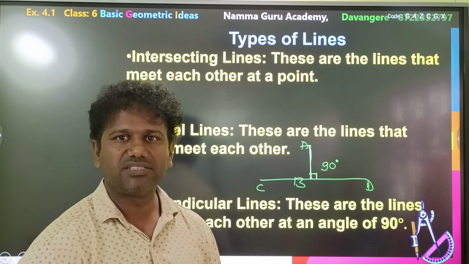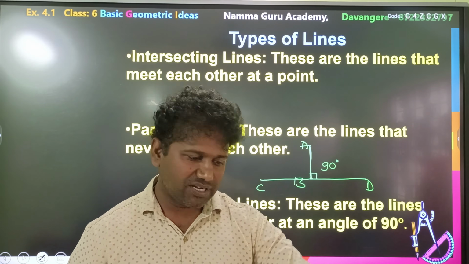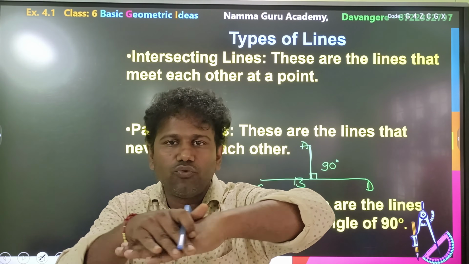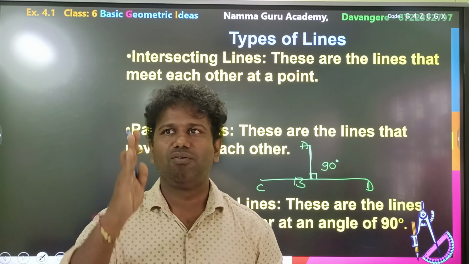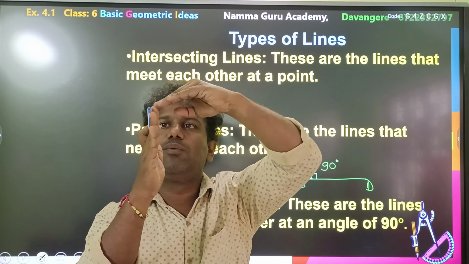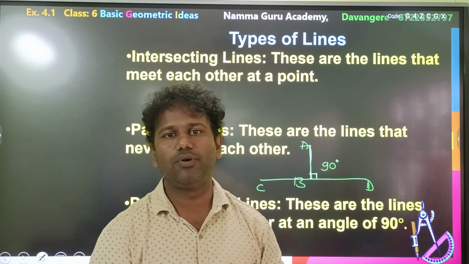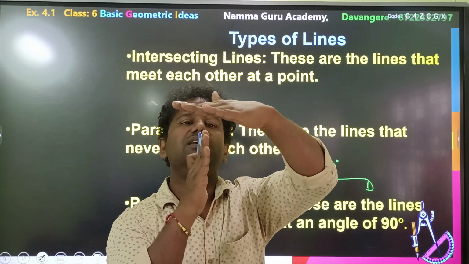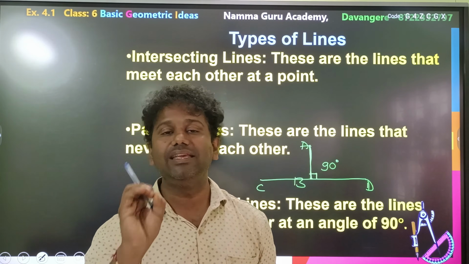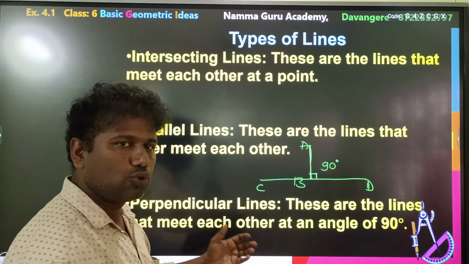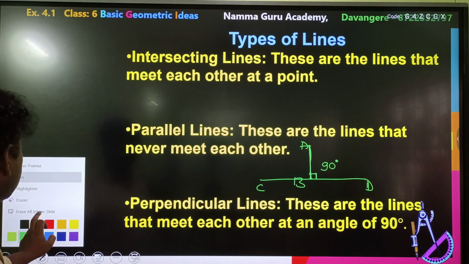What is the real life example for this? If you consider your house floor and then wall, there will be 90 degrees. Wall and ceiling, there will also be 90 degrees. Have you understood? Such two lines which meet each other at the angle of 90 degrees, those lines are called perpendicular lines.